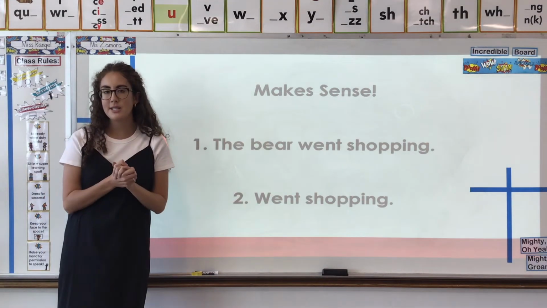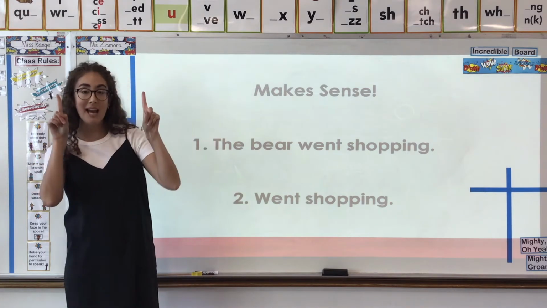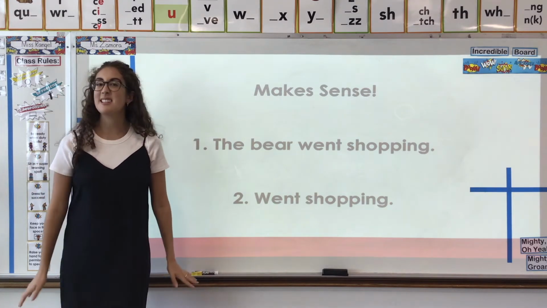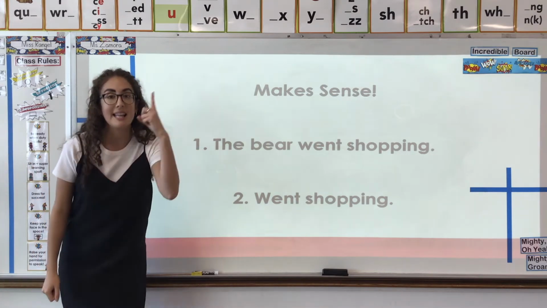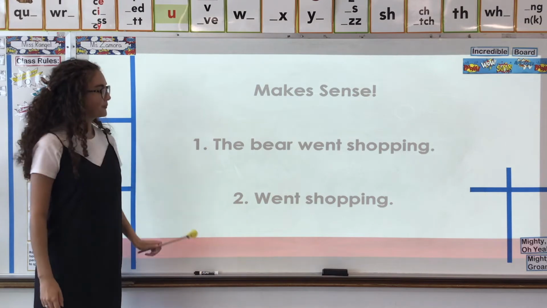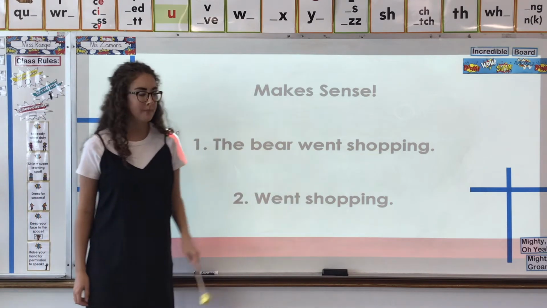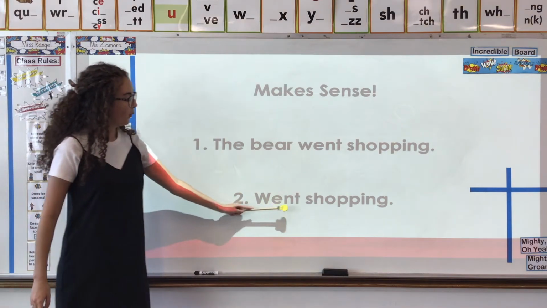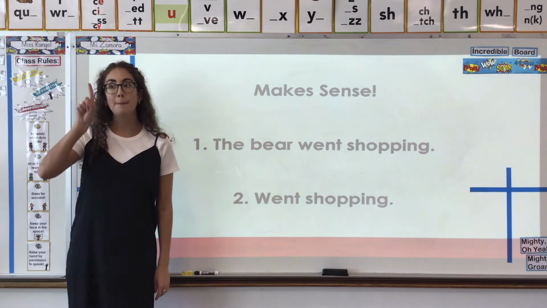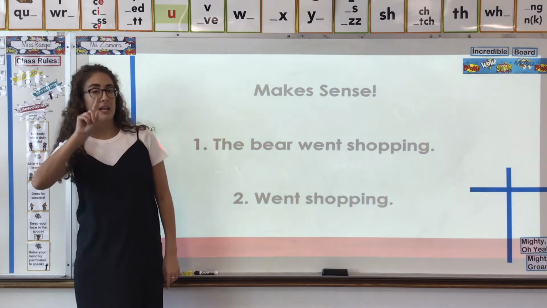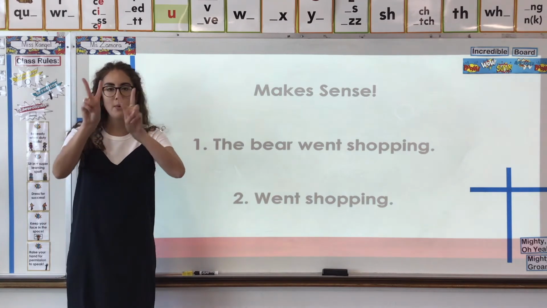One of these sentences makes sense because it has a naming and a telling part. Another sentence doesn't because it's missing one of the parts. Let's see if you can find it. Here we go. Number 1, the bear went shopping. Number 2, went shopping. Which sentence makes sense and is correct? 1 or 2? Show me with your fingers.